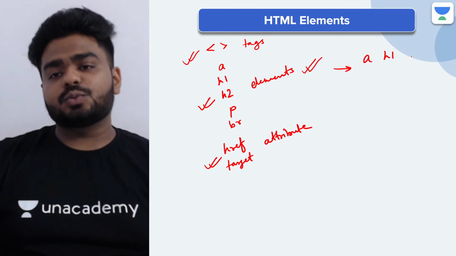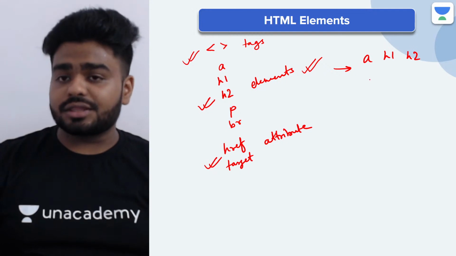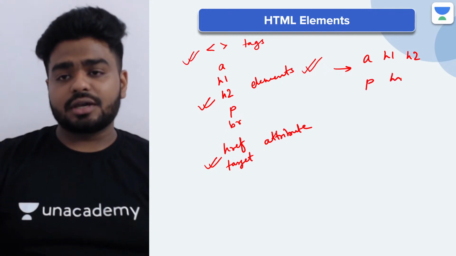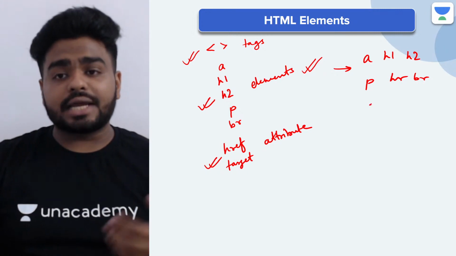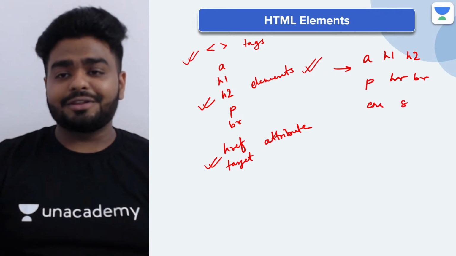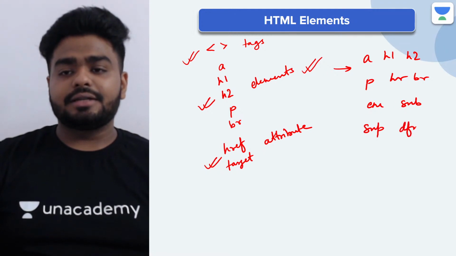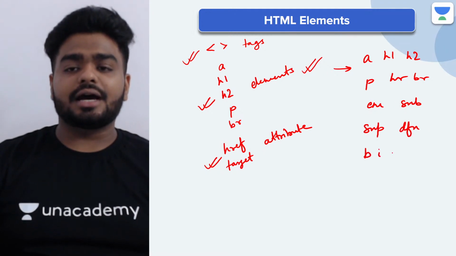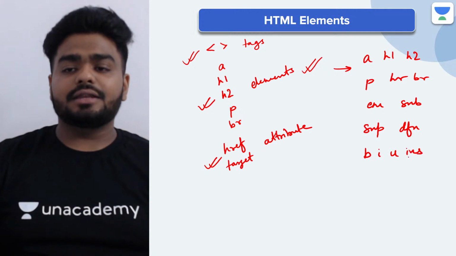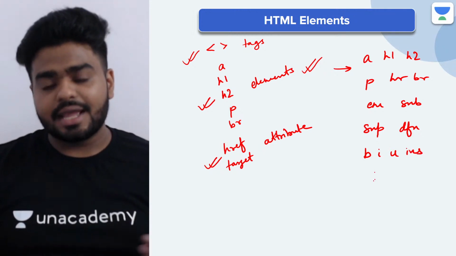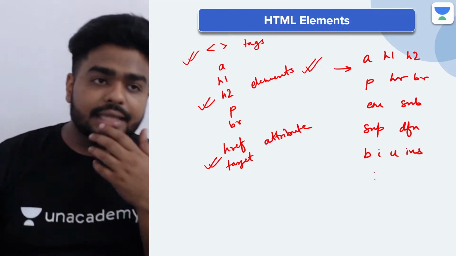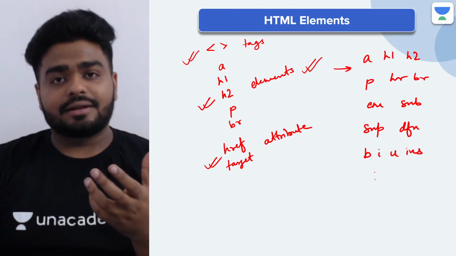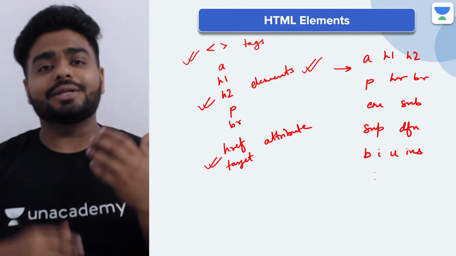A, H1, H2 till H6, P, HR, BR, then there are a lot of tags which we have seen, right? EM, how can I forget? Sub, sup, DFN, B, I, U, INS, a lot of tags we have seen, right? And these all are elements, right? These all are elements. Then what is to discuss here? What is that we want to discuss here?